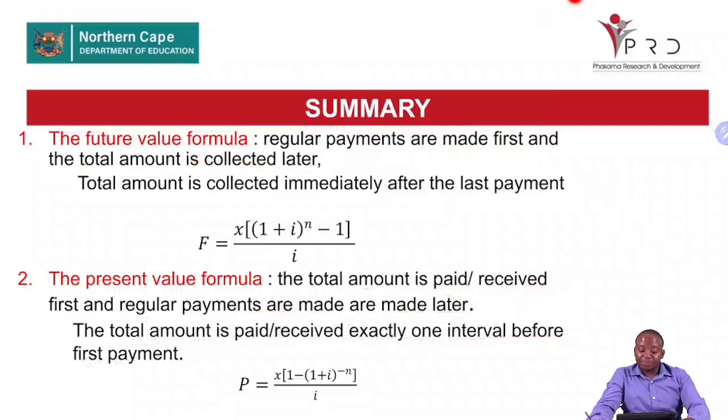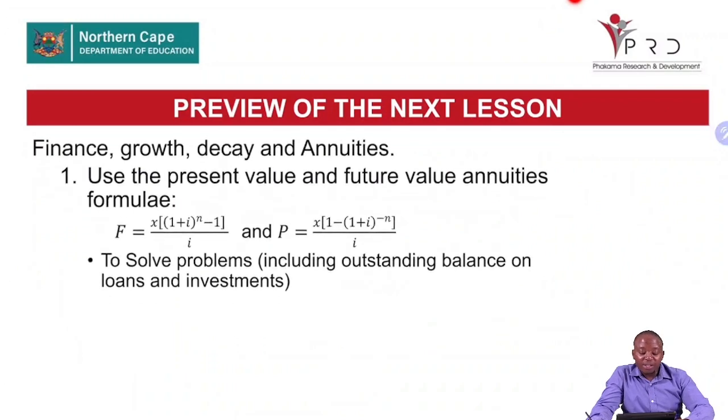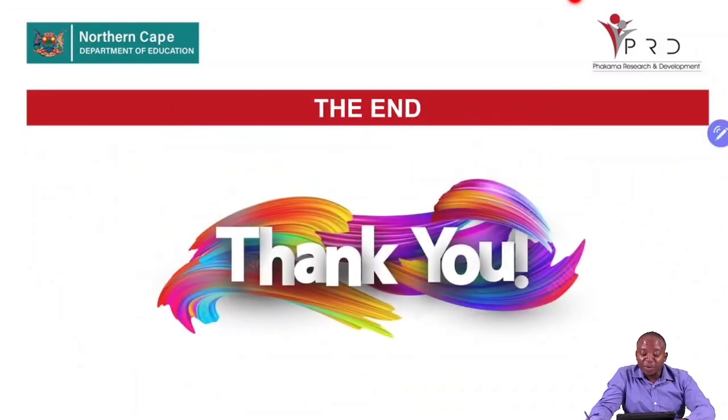Right, a preview of the next lesson. On the next lesson, we're still on finance, growth, decay and annuities. We're still going to utilize the present and future value annuity formulae, and we're going to solve problems on outstanding balance, loans and investment. This is the end of the lesson. Thank you very much. Enjoy the rest of the day.